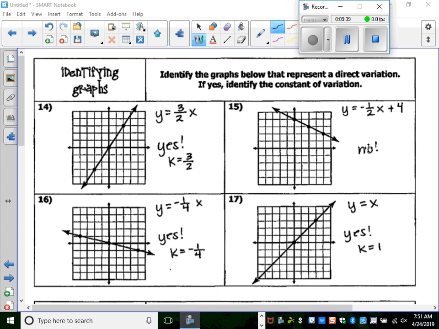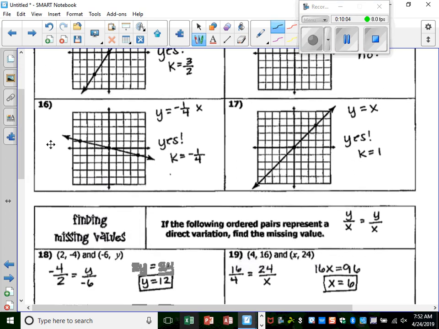Over here, this is a no. Okay, why is this a no? Yes, it's not passing through the origin. Okay, we can still write the equation for it. We can still find our slope, rise over run. Okay, -1/2 x, and it's passing the y-intercept at +4. So we can still write the equation, but it's definitely not direct variation. Okay, this is direct variation. It's passing through the origin. And of course, if you do your slope, you get -1/4. Okay, rise is 1, run is 4.